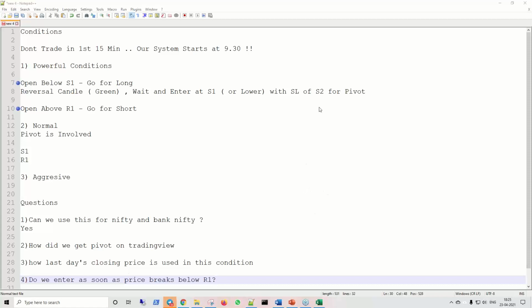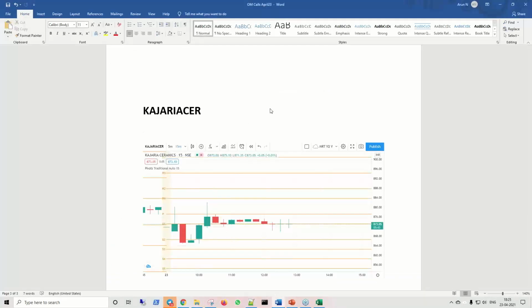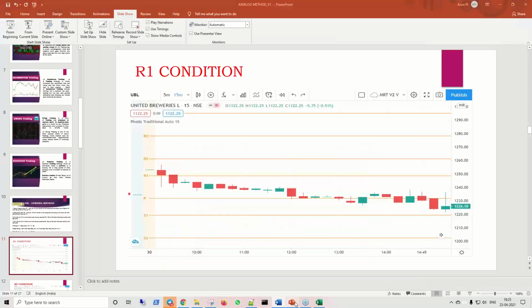Do we have to enter as soon as price breaks below R1? I'll explain again; once we see some examples, you'll get a clear picture. Here, for the first 15 minutes I'm not doing anything, I'm just watching. This condition is met: it has opened above R1 and there is a red candle. So on the next candle from 9:31, with R1 there, I enter here. This should be a red candle.